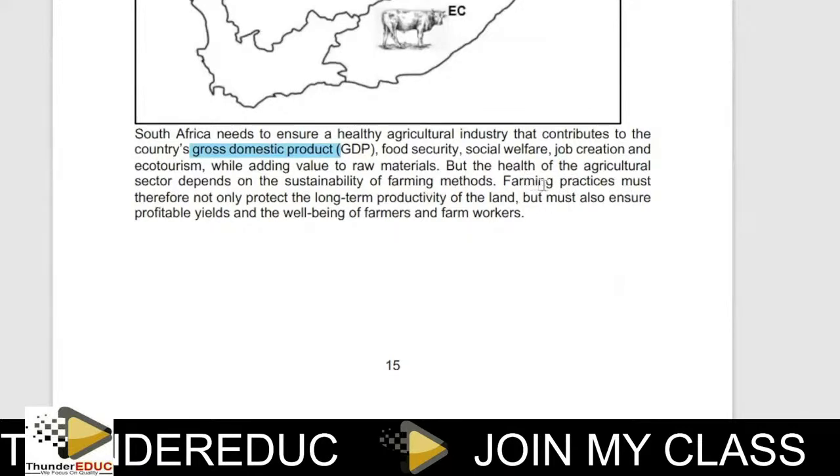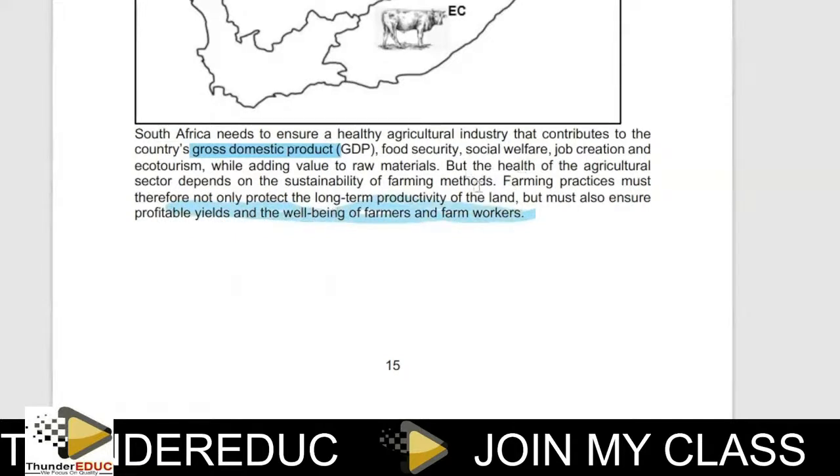So in that case, farming practices must be there, not only to protect the long-term productivity of the land, but also to ensure profitable yields and the well-being of farmers and farm workers. You know very well that on those big farms far away, where we have one house, a farmstead, it is not safe. People feel that they are not safe to go and work on the farms. So they need this to be improved so that they can improve the welfare of the farmers.